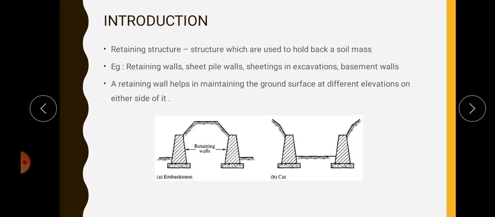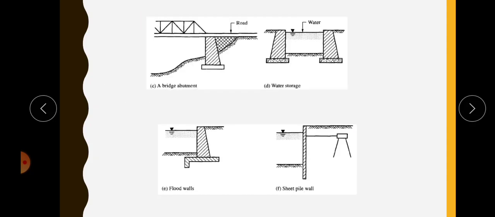So, what is meant by earth pressure? Earth pressure is the force exerted by the soil which is held by the retaining wall. The force exerted by the soil on the retaining wall is known as earth pressure. These are some examples of retaining structures: in bridge abutments, water storage, flood walls, sheet pile walls. In all these cases, the retaining structures hold the soil mass.